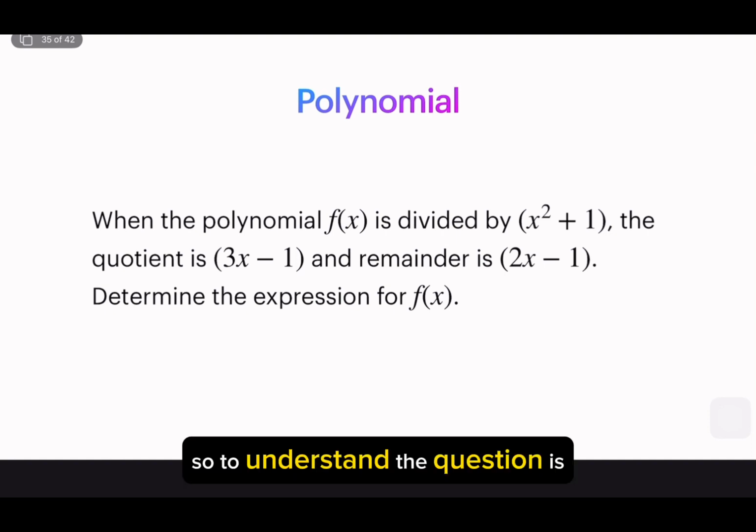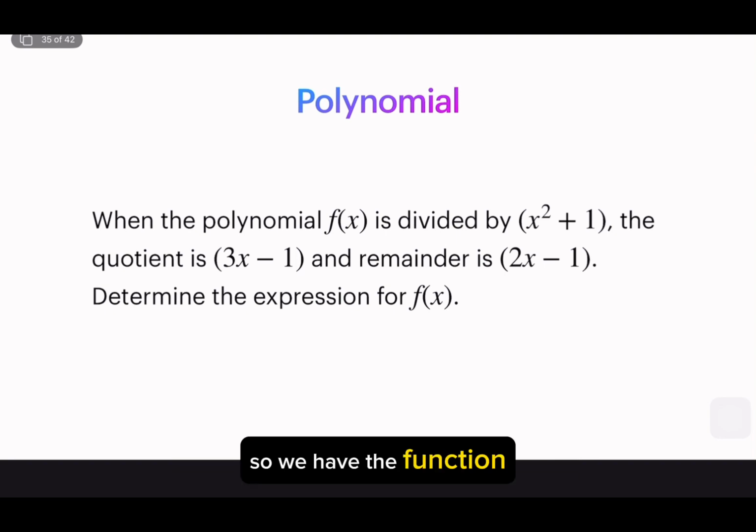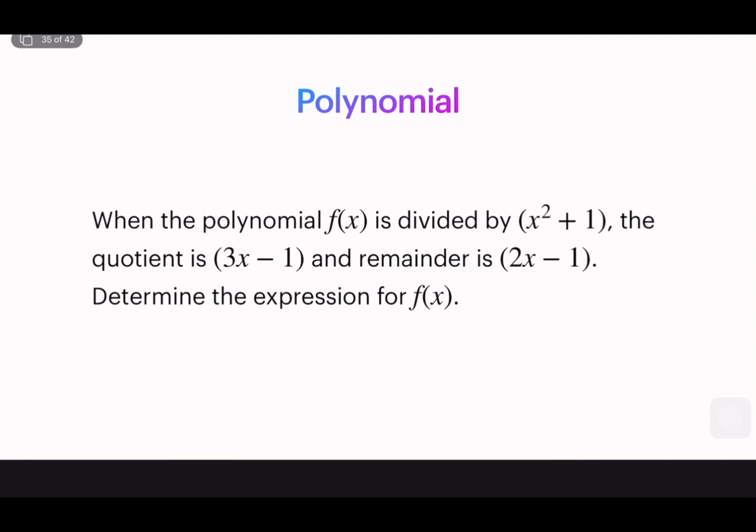To understand the question, you need to understand what the quotient and remainder are in terms of polynomial expansion. So we have the function. We define it with this.